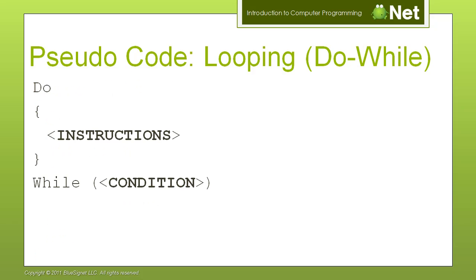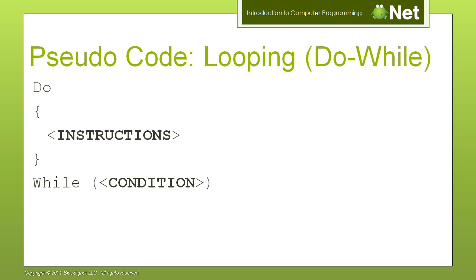The next type of loop is a do-while, which we've seen before. The do-while is very similar to the while, but we do the instructions first and then test the condition. The way we denote this in pseudocode is by saying do the following block of code while this condition is true. If this condition is still true, we go back to the do and execute the block of code again.